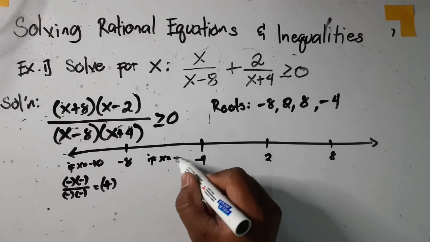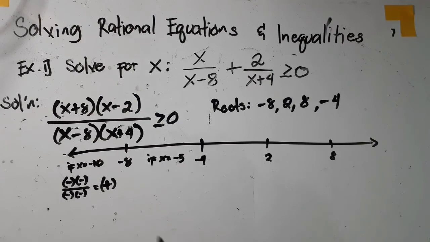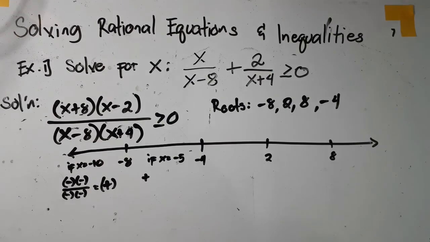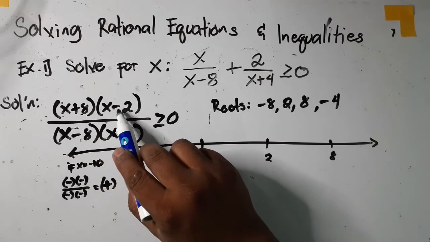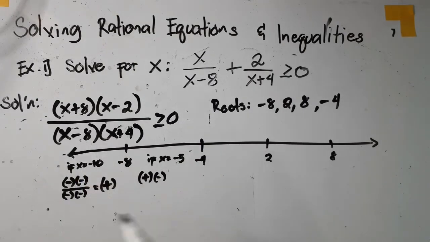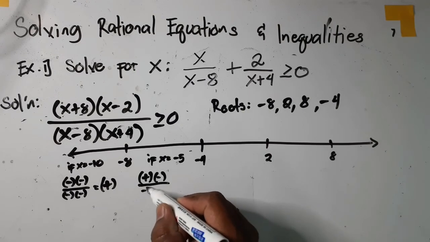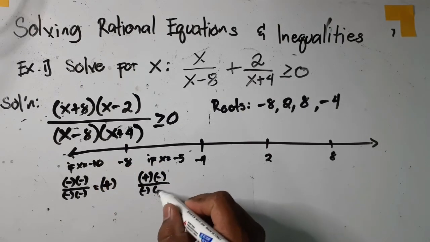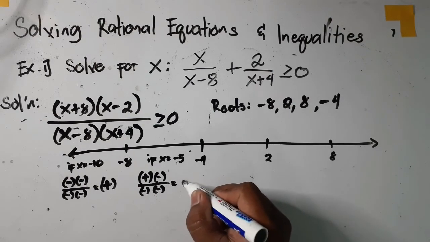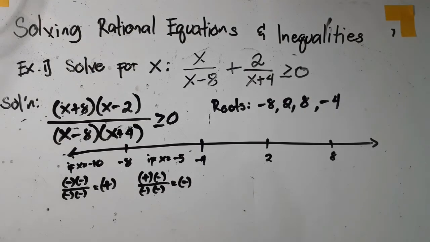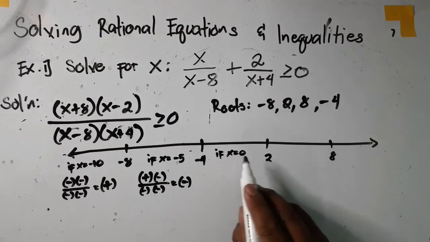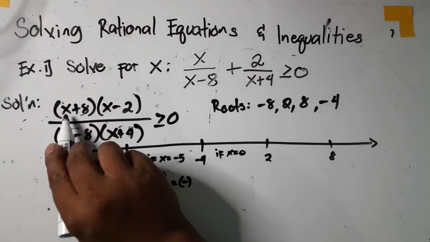Okay, the second one, let's say x is negative 5. Negative 5 plus 8 is positive 3, which is a positive. Negative 5 minus 2, okay, negative 7, which is a negative. Negative 5 minus 8 is negative 13, which is also a negative. Negative 5 plus 4 is a negative 1. So you notice there are 3 negatives, an odd number. Okay, so the answer is a negative. When even, an even number of negatives, that is a positive.